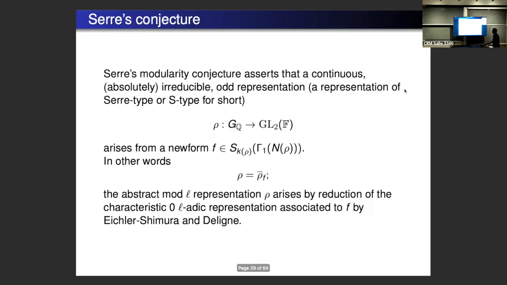Okay, so let me officially formulate Serre's conjecture. It asserts that if you have any representation of the absolute Galois group of Q into GL2 of a finite field of characteristic L, as long as it's continuous, as long as it factors through some finite Galois extension, and is odd, in the sense that the image of complex conjugation is not a scalar, then it should arise from the construction of Galois representations associated to newforms of some weight and some level, and that weight and level were made specific in Serre's conjecture in his Duke paper in 1986.